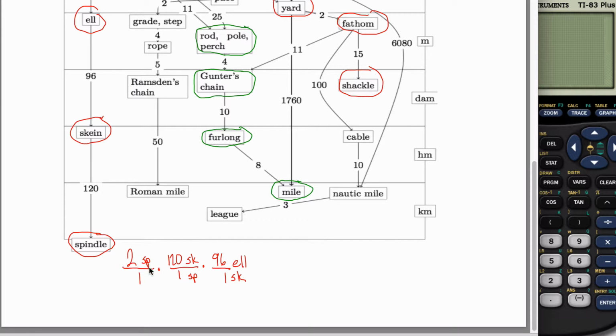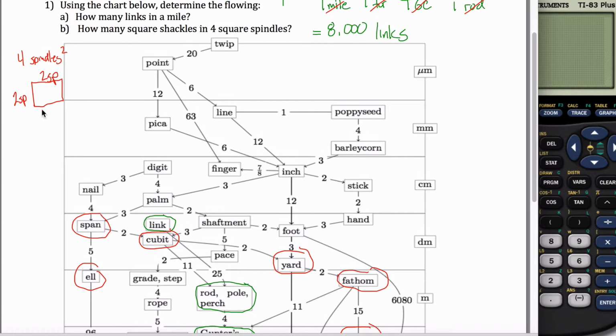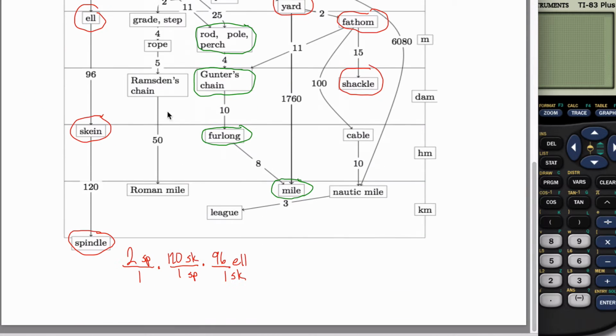You're like, why did you start with 2? I started with 2, even though the problem said 4 spindles squared, because these conversions don't work for square spindles, they just work for spindles. So I had to think about, okay, 4 spindles squared is a square where the sides are 2 spindles. And now my units are something I can use this picture with. It was a little bit subtle, so I figured it was worth talking about again.